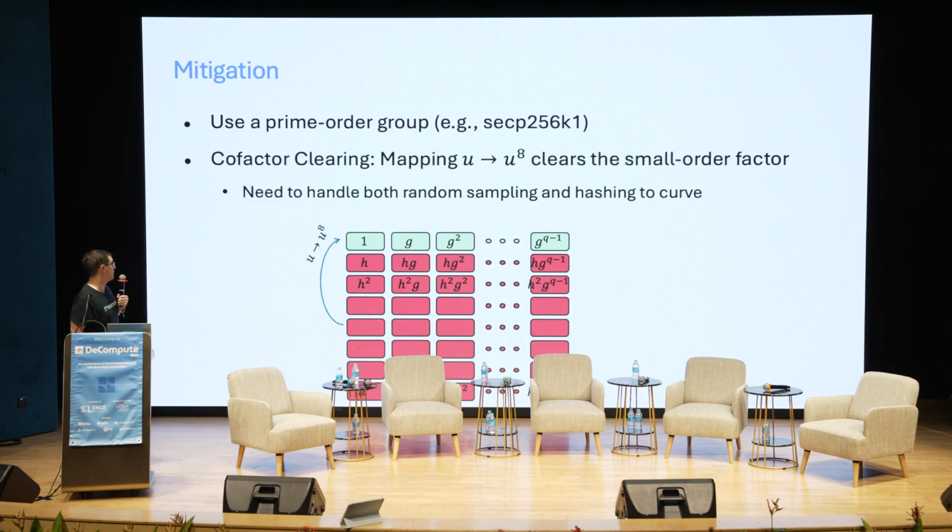The other option is to do this technique called cofactor clearing, which is essentially you map random bit strings into the prime order group by raising them to the power of 8, which eliminates the factor from the 8 torsion. And again, you need to be careful doing this both when sampling, when hashing, and so on.